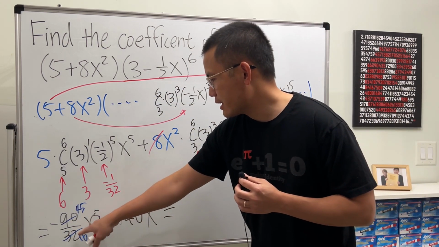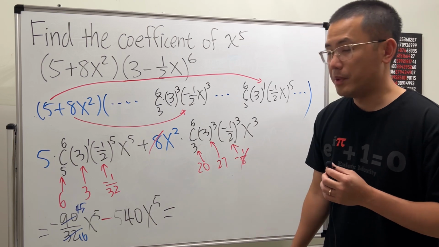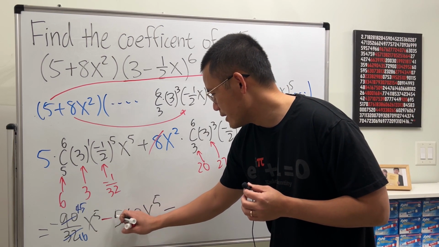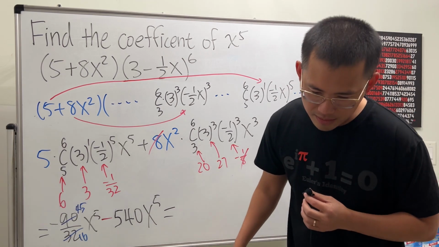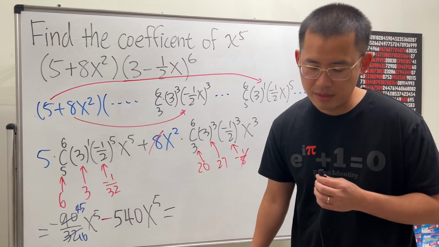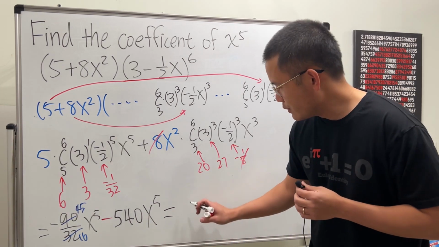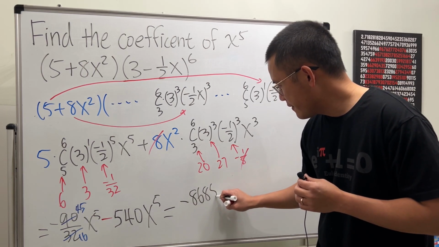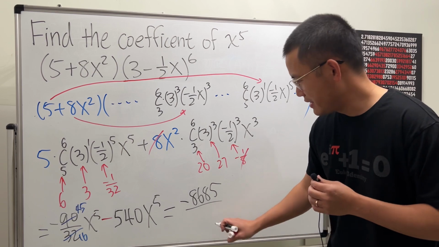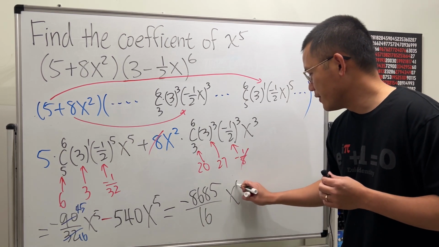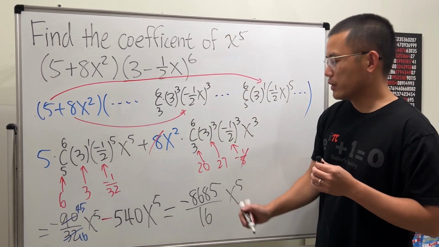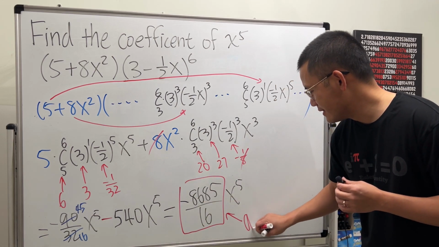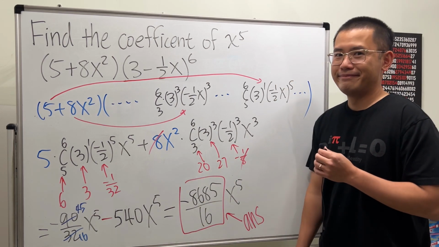And just get a common denominator and then just add them up and maybe use a calculator, which is allowed on the test. It's quite nice. So I'm going to tell you guys the answer because I have the answer key, which is better than the calculator, which is negative 8685 over 16, x to the 5th power. And we're just looking for the coefficient. So this right here is the answer. That's it.